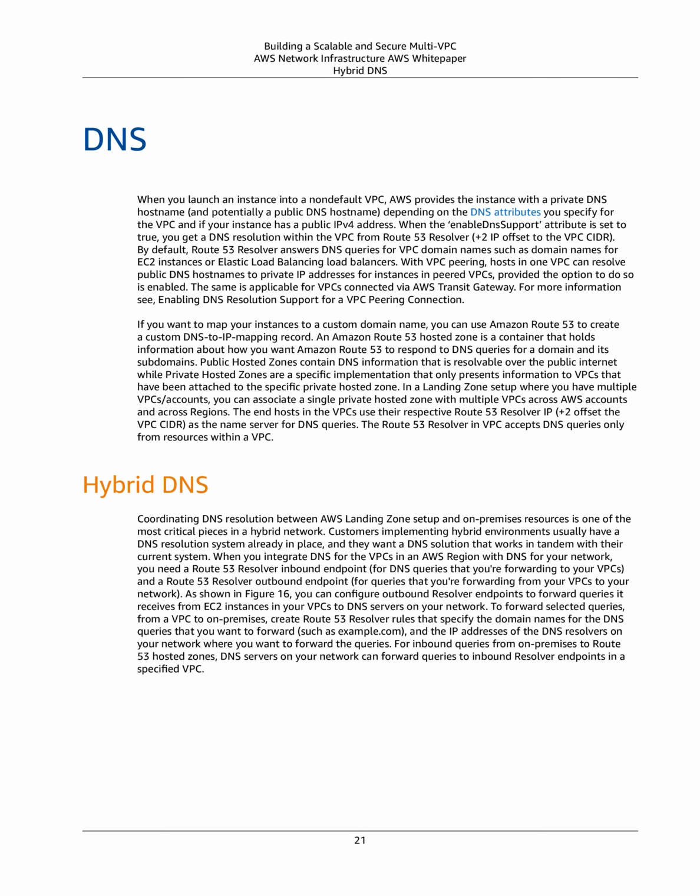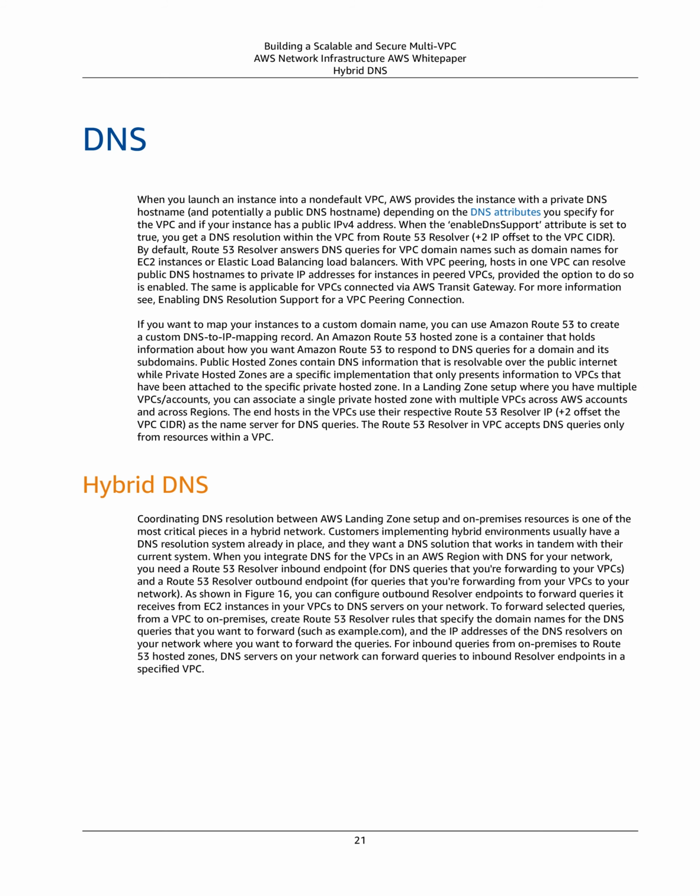When the enabled DNS support attribute is set to true, you get DNS resolution within the VPC from the Route 53 resolver, plus 2 IP offset to the VPC CIDR. By default, the Route 53 resolver answers DNS queries for VPC domain names, such as domain names for EC2 instances or Elastic Load Balancing load balancers.